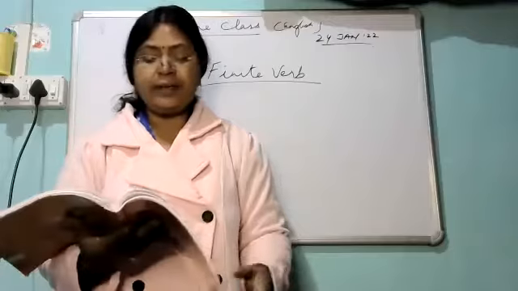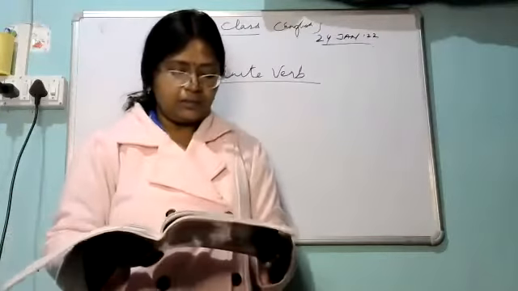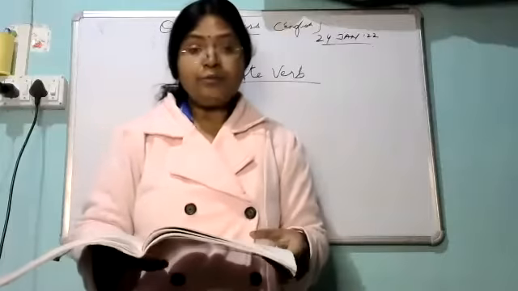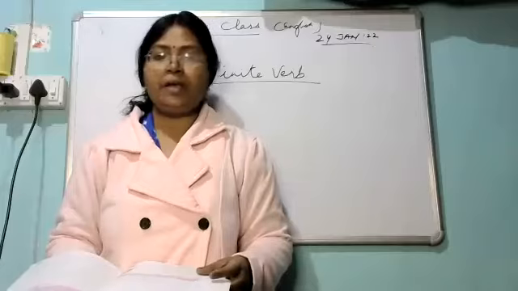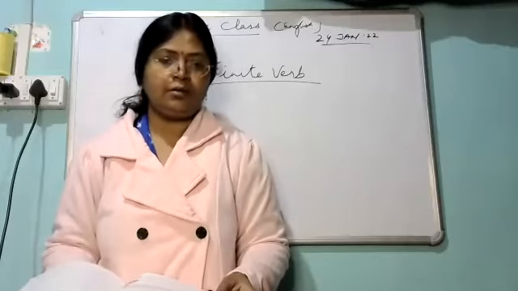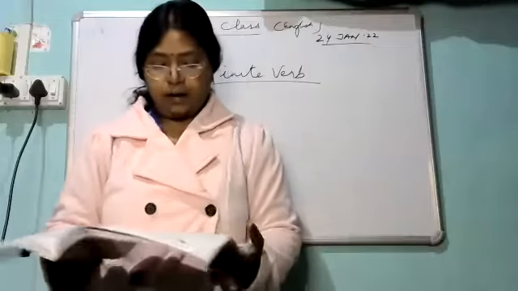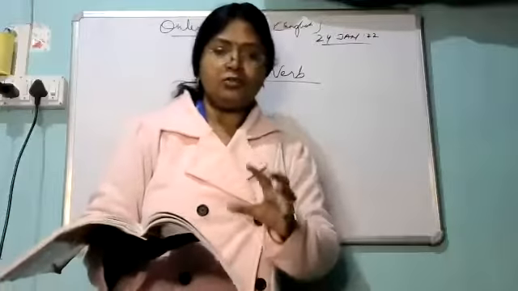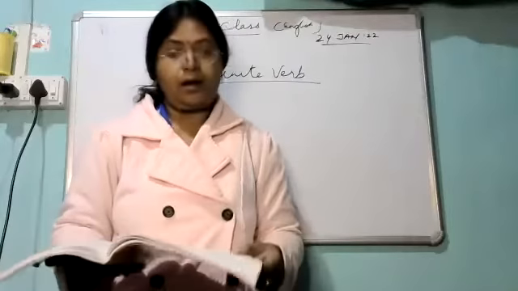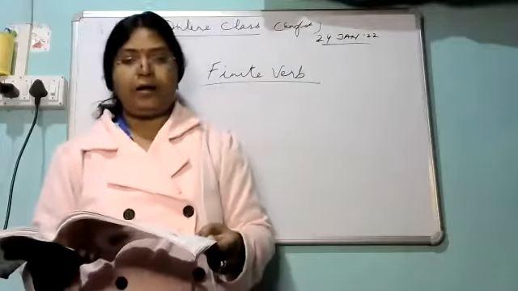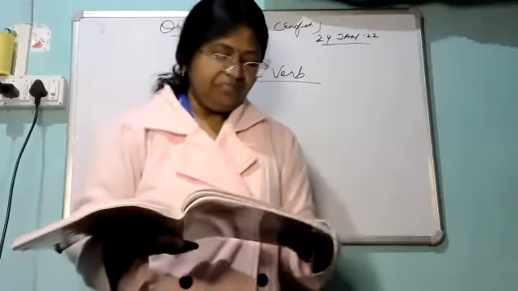Here it has some rule, I will explain. So none of the work was completed. Here we are talking of amount. Work cannot be counted. Can we count the work? No, ma'am. It is an amount. So when we cannot count, it will be singular. Uncountable noun agrees with singular verbs.